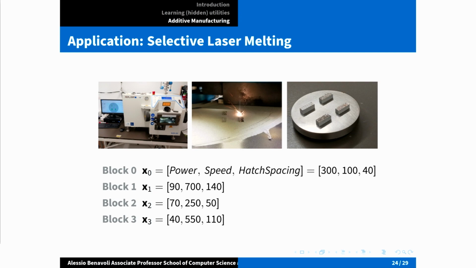Our goal here is to find the optimal parameters for this machine: the power of the laser, the scanning speed, and the hatching speed, that is the distance between the lines that the laser draws to build this block. These are some of the parameters. Can we optimize these parameters by using preference? What does it mean? Imagine that we make these 4 objects that differ in these 3 parameters. You see the values here. So these are our objects.